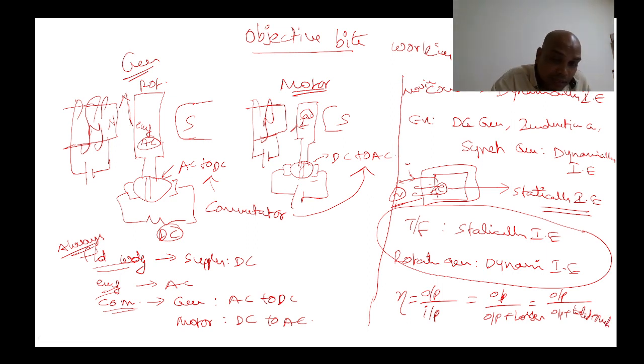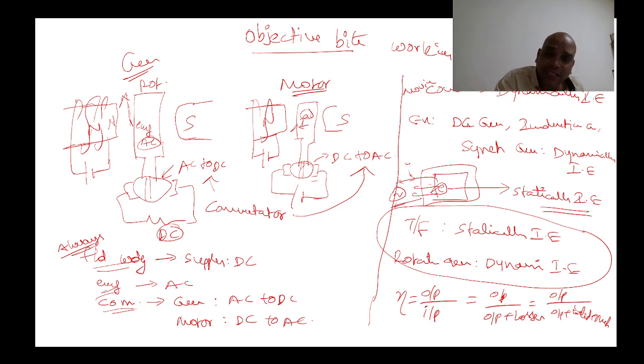But in a transformer, is there any mechanical loss? If there is rotation, there are mechanical losses. If there are rotating parts, then only mechanical losses exist: friction and windage losses. But in a transformer, friction and windage losses are zero. So there is no mechanical loss in a transformer.